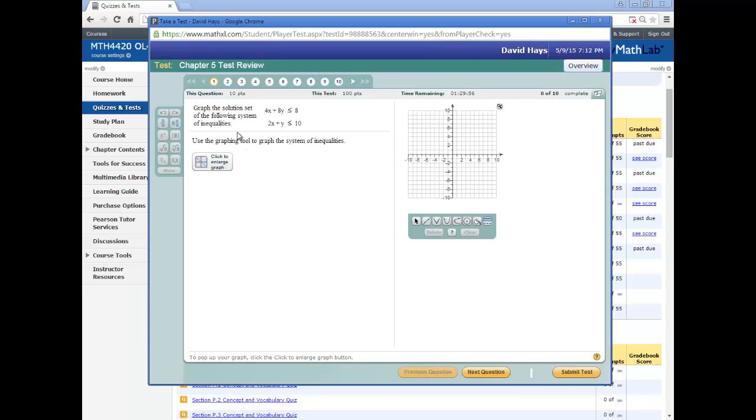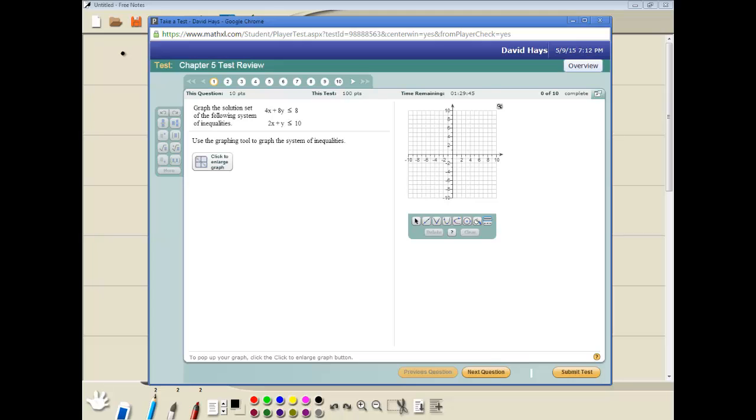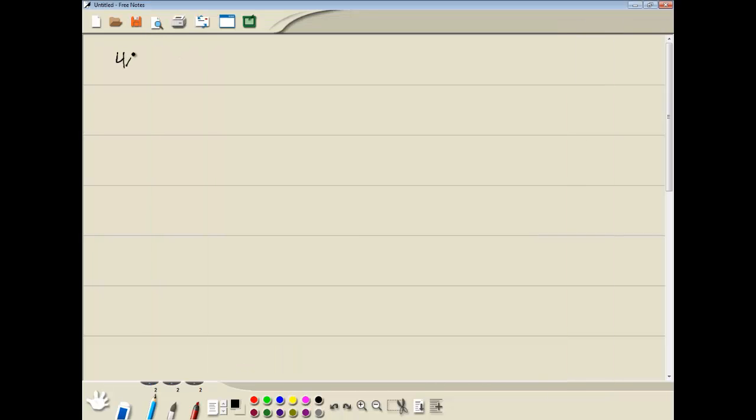Graph the solution set of the following system of inequalities. So we've got 4x plus 8y is less than or equal to 8. Let's start with that one. 4x plus 8y is less than or equal to 8. There are different ways you can graph this. If you do points, that might be easiest in terms of MyMathLab, but you can definitely plug it into your calculator if you can get y by itself on the left side.